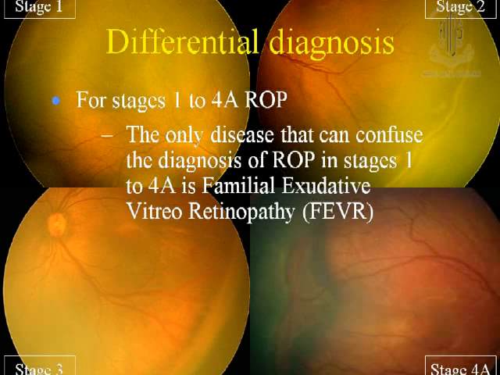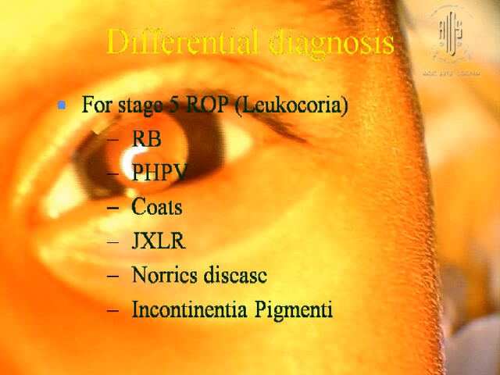Coming to the differential diagnosis, they can be divided into stages 1 to 4A and stage 5. For stages 1 to 4A of ROP, the only disease that one can confuse is FEVR. And for stage 5 ROP, one should keep in mind all the causes of leukocoria like retinoblastoma, Coats, Norrie and incontinentia pigmenti.